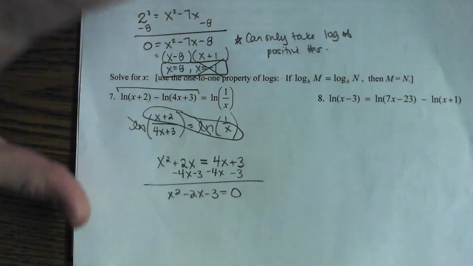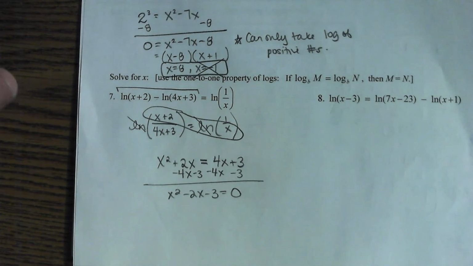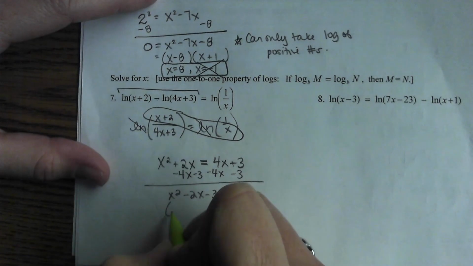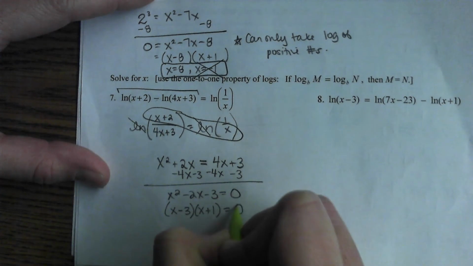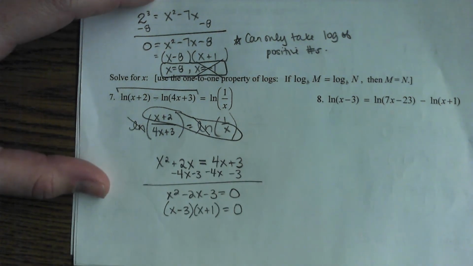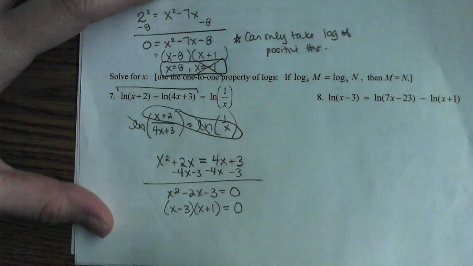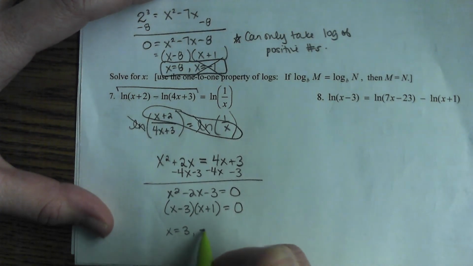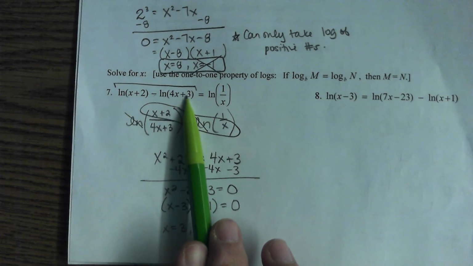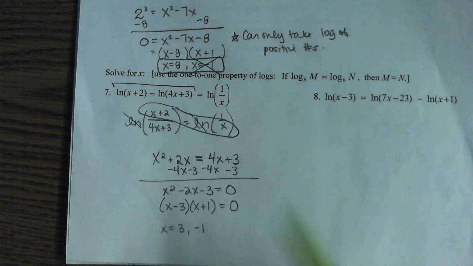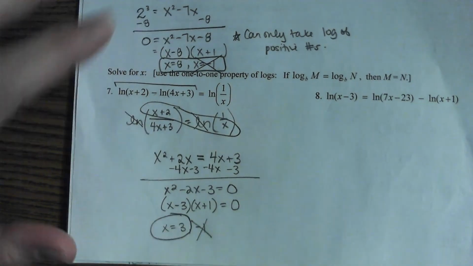Because it's another quadratic. So when we get our answers here, we're definitely going to have to check them. This factors into x minus 3, x plus 1. And I get x equals 3 and negative 1. Are either of those problems? Negative 1, because when I plug it in here, I get the log of a negative. So we would reject that one. And that's our answer.